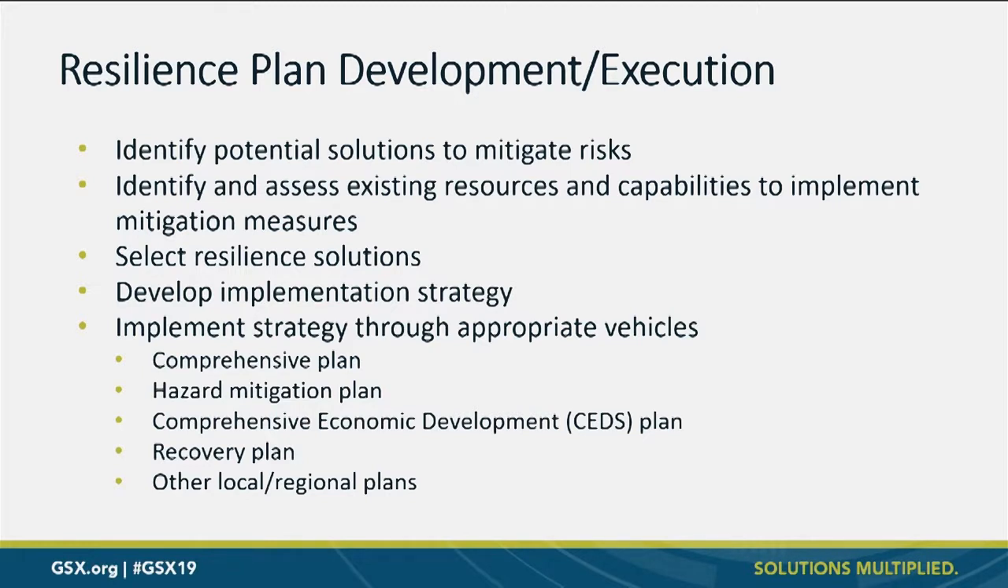Identifying and assessing existing resources and capabilities to implement mitigation measures. So that's really starting to look at what are the resources that you have on hand versus can you apply for resources from the state or even the federal government to assist you. Selecting resilient solutions, developing that implementation strategy, and then once the strategy is developed, looking for opportunities to implement that strategy through the appropriate vehicles, and that comes back to the existing local plans.